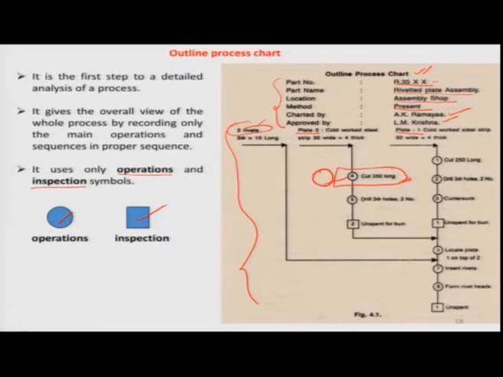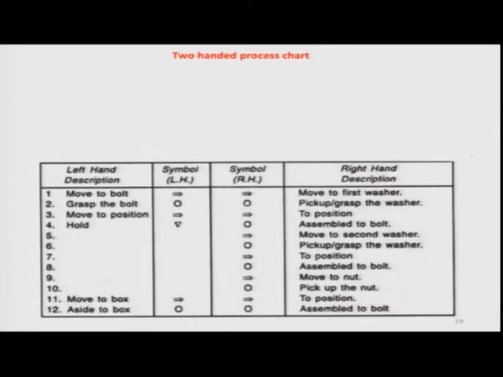Again, you will have to drill a hole of certain diameter, so that the rivet can be inserted. So, again it is an operation, and it is represented by a circle. Then inspect for burr. After drilling the plate, you will have to inspect whether there is a notch or burr or not. So, that is for inspection purposes, and it is a square.